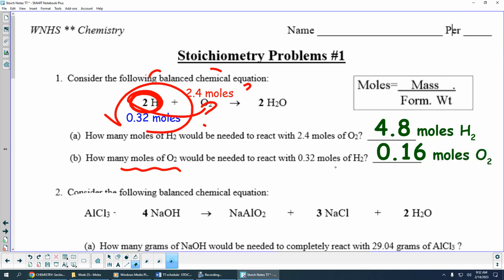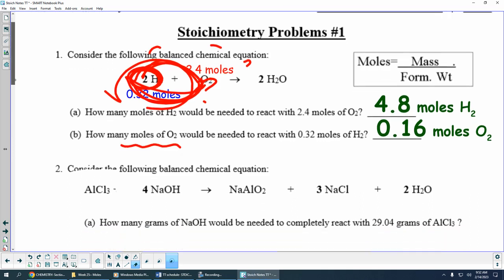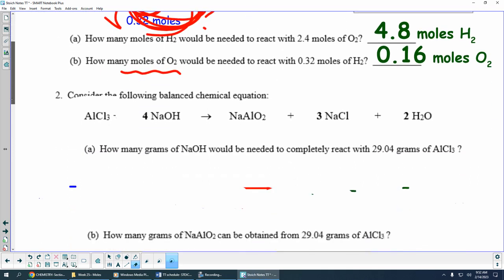Okay, so we're just playing with the ratios up there. So if you have a 1 to 2, it's getting bigger, you've got to multiply. If it's 2 to 1, you're getting smaller, you need to divide. Okay? All right. Let's do one together, and then I'll see if I can let you do the next one on your own.